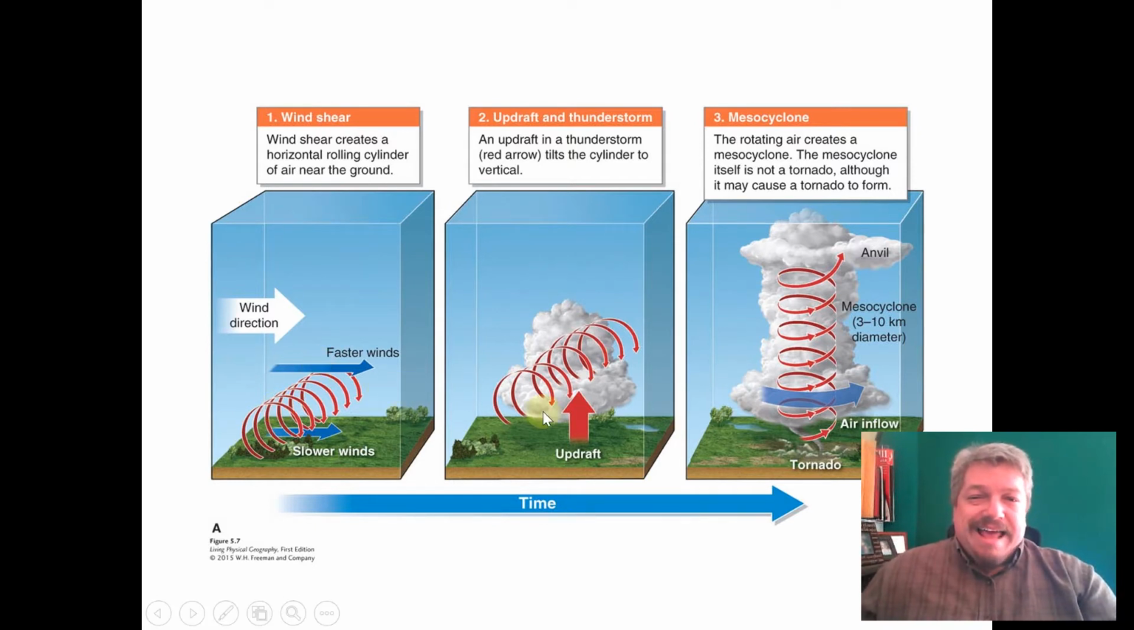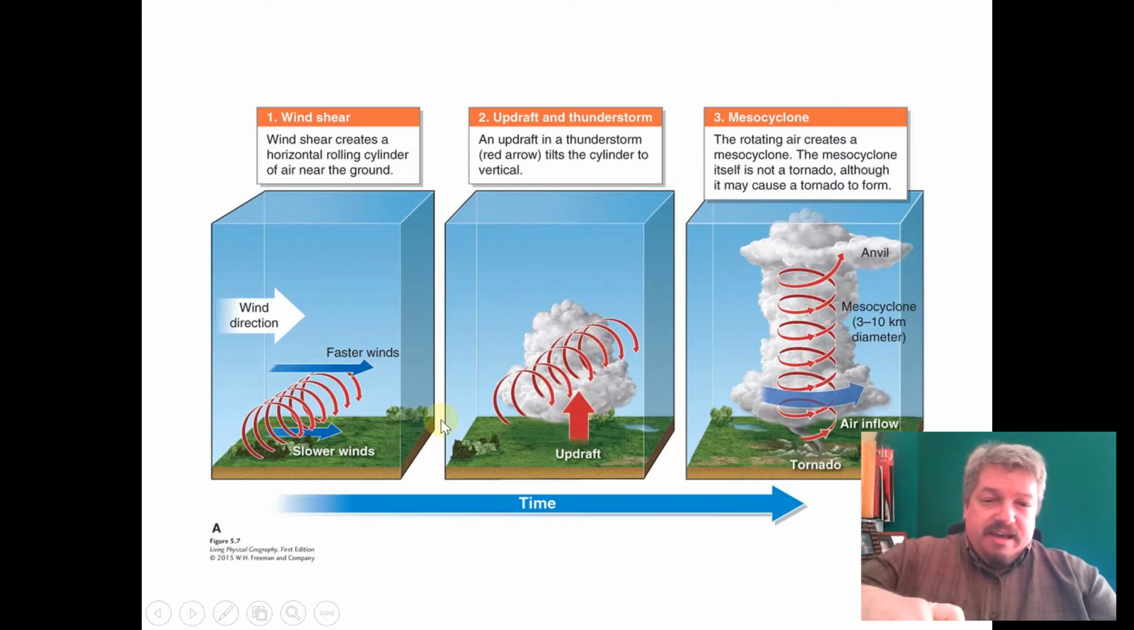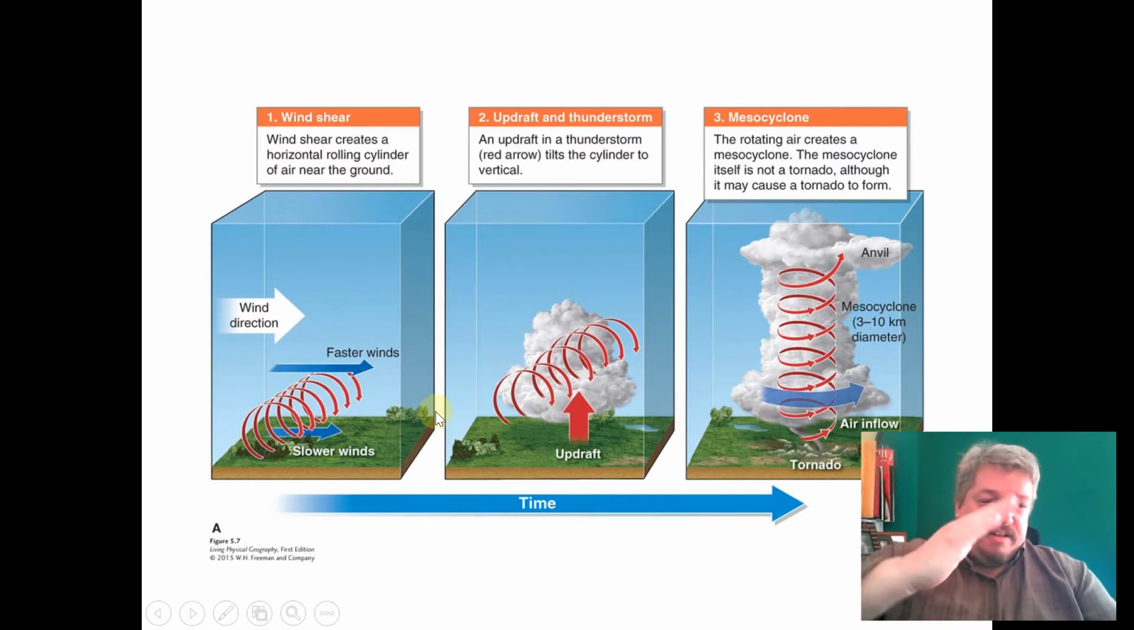When this happens and it encounters warm air that is rising, just like before, it takes that cylinder and it basically lifts it upright, right? So the cylinder hits this warm air and is pushed. And this rotation now becomes vertical. And that creates a mesocyclone, a vertical rotation in the pattern. This looks like a tornado. This does not mean it's automatically a tornado, but it can lead to it.